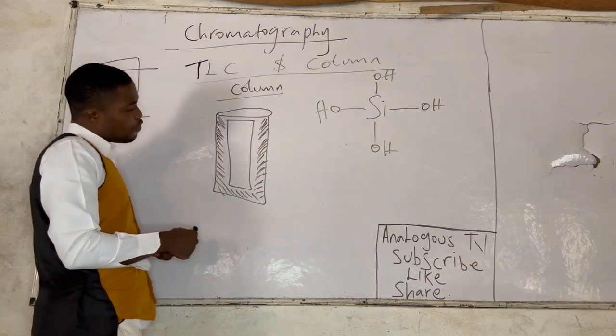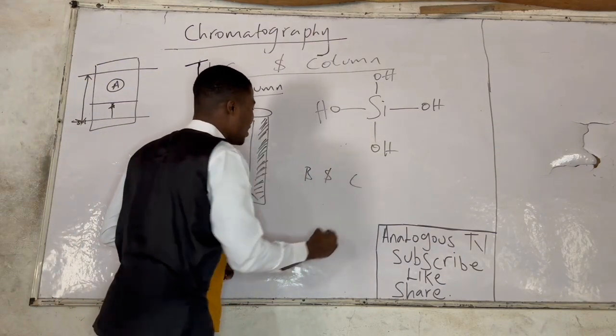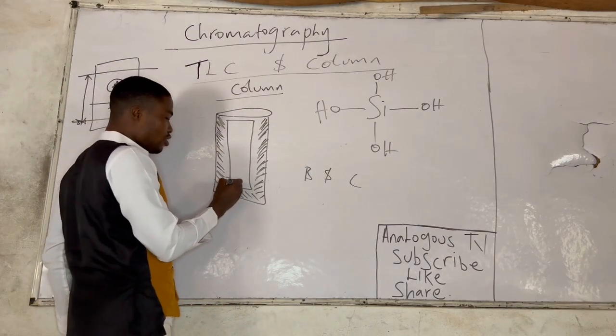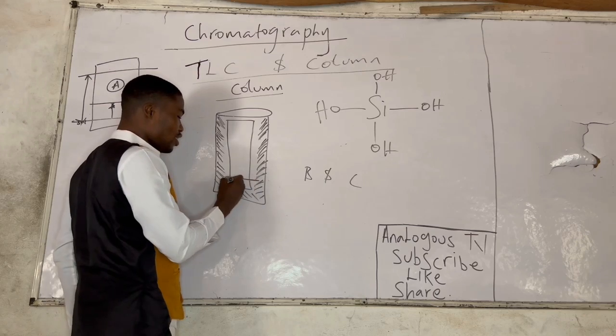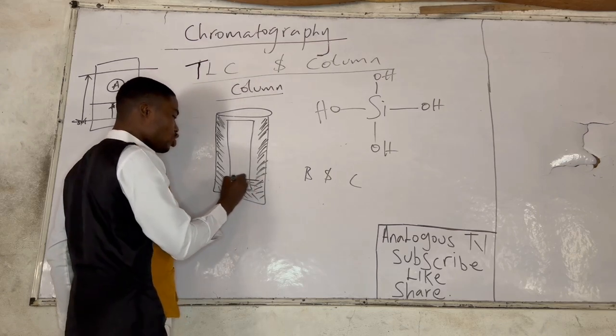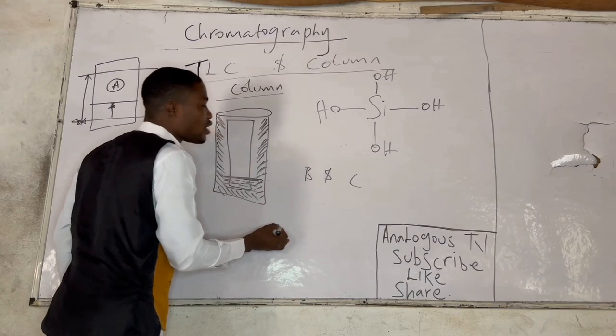So in column chromatography, let's say I want to separate a mixture of B and C. Now I'll use an organic solvent as usual. I'm going to feed the solvent to this point, and I'll draw a line to mark where the solvent was. Now watch. In the solvent, I'm going to separate B and C.